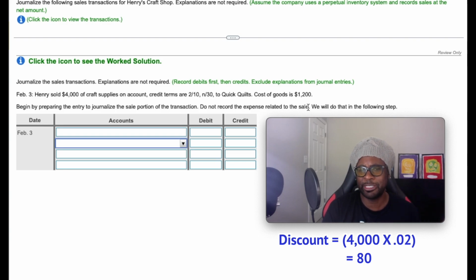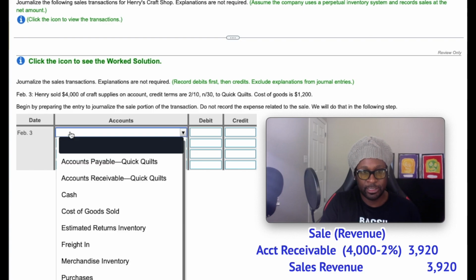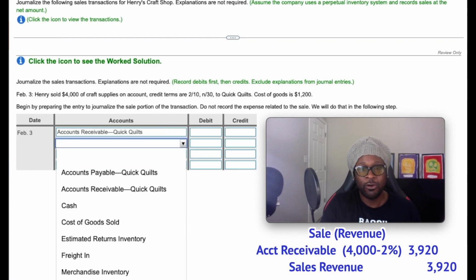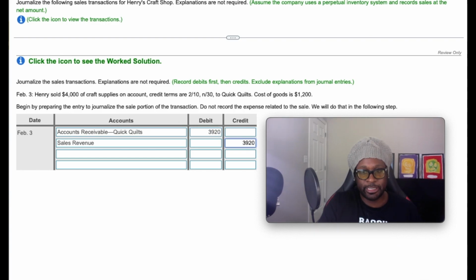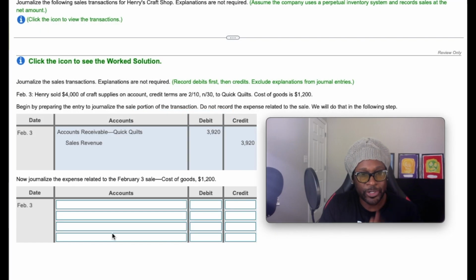Now, we're going to assume as the company that the customers are going to take advantage of this discount, which means we're going to net that amount to the initial recording. So we're going to debit accounts receivable and credit sales revenue for the total amount of $4,000 minus 80, which will give us $3,920. We're going to check the answer. Beautiful work, gang. But we're not finished.